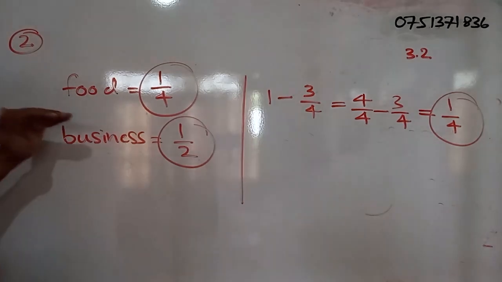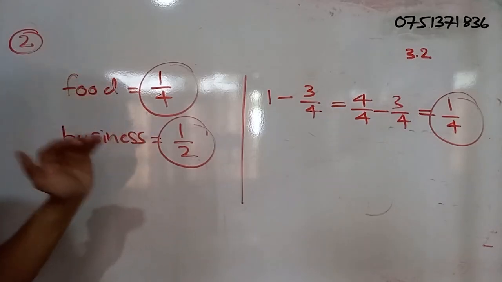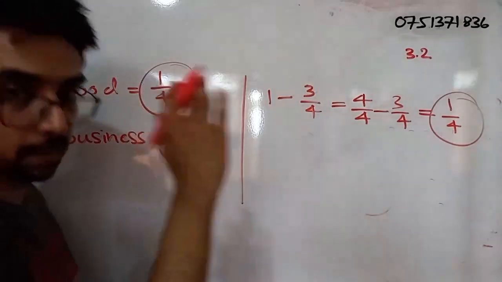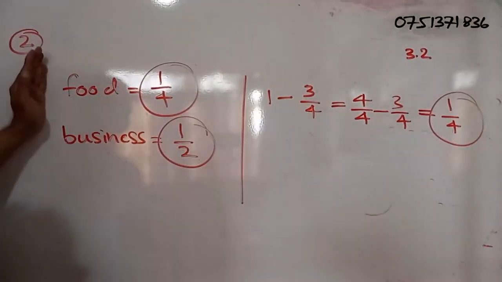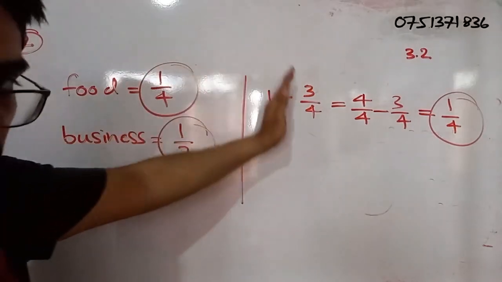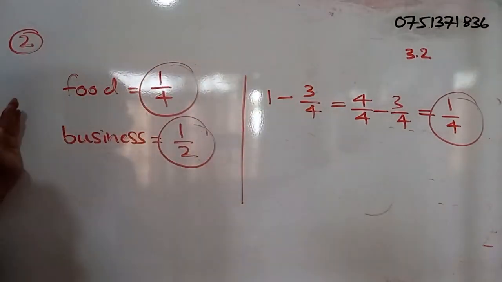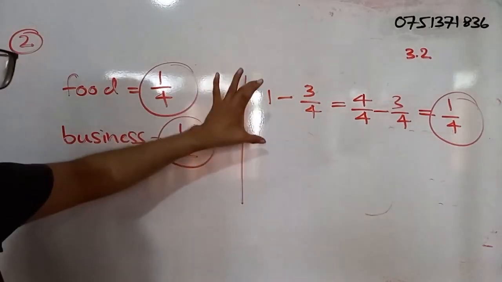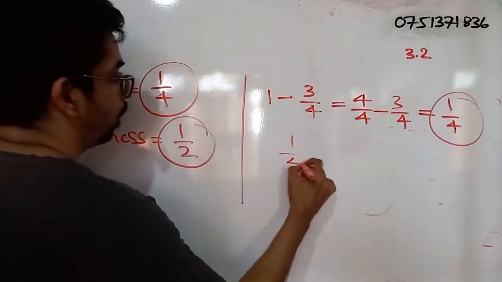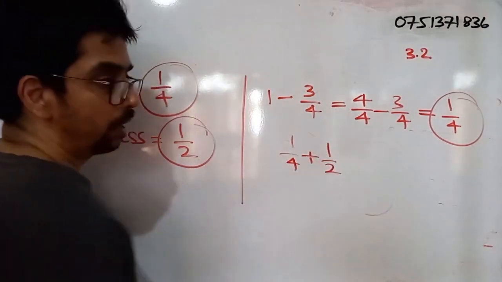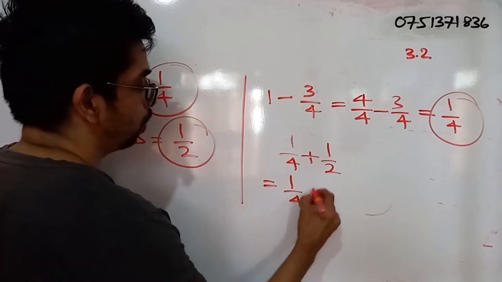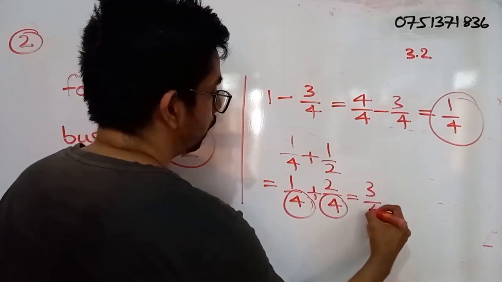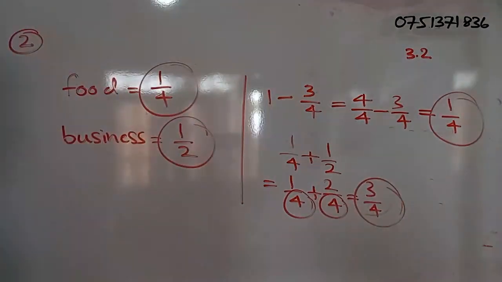So for this question you have to write some sentences because this is a sentence question. Right. So the sentences should be something similar to this. Amount that he spends for food, 1 by 4. Amount that he spent for the business, 1/2. Then the total amount, 1 quarter plus 1/2, right? That means what? 1 quarter plus 2 by 4. Now the denominators are same, so we get 3 by 4.